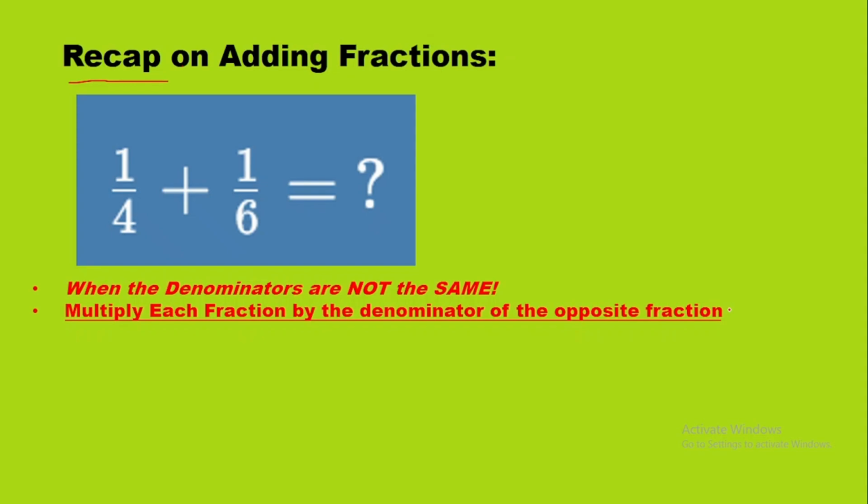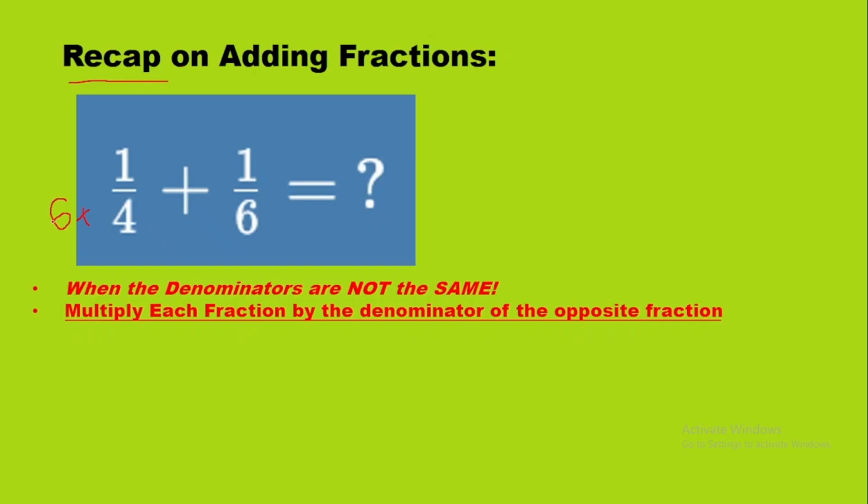So for this video, we're looking at multiplying each fraction by the denominator of the opposite fraction. It's a different method, and in future videos I will show other methods, but for this particular video, this is what we're doing. Okay, so let's do it. For this fraction, 1/4, the opposite fraction's denominator is 6. So we'll multiply the first fraction by 6.